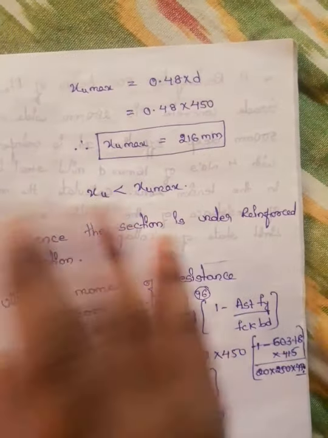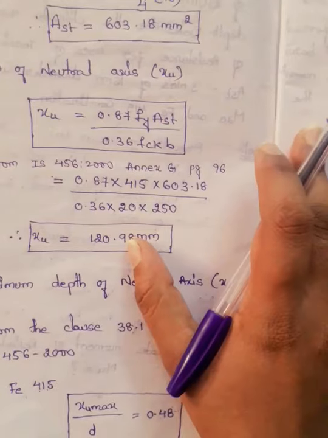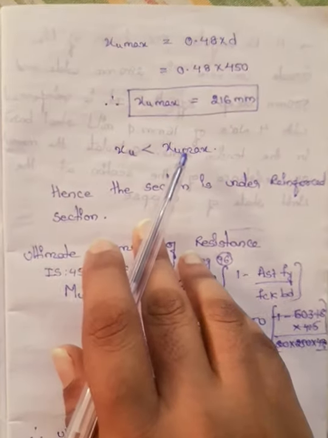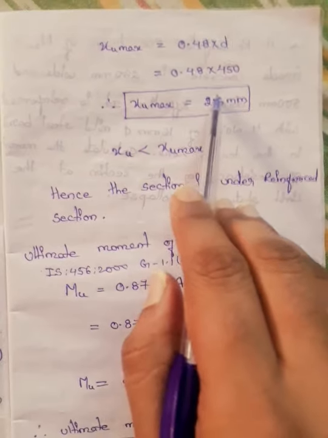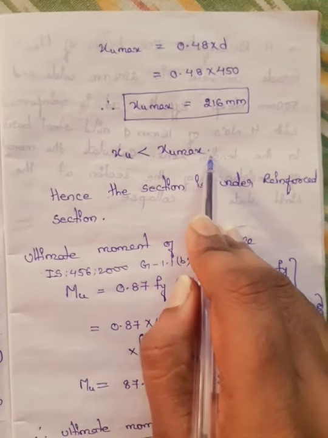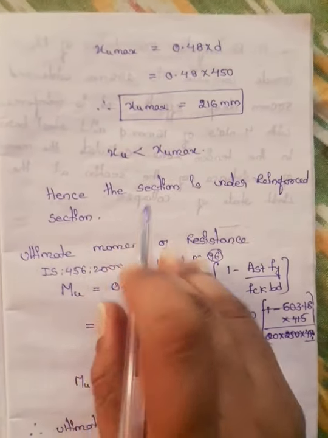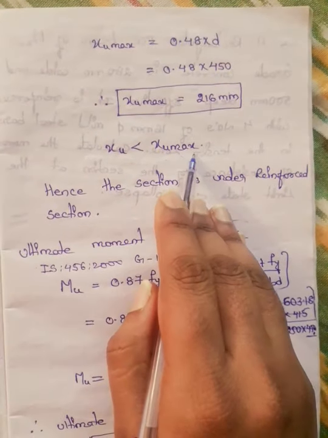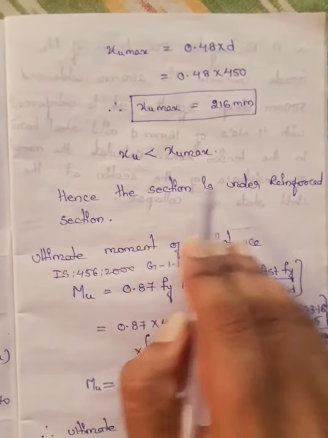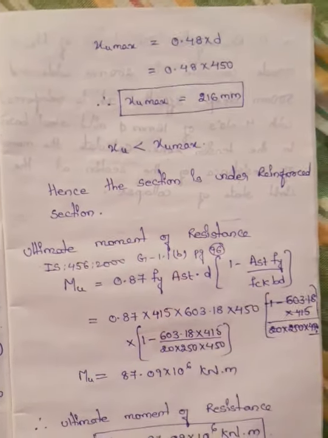Now tell me, what is the Xu value in the previous step? It is 120.98 mm. Here Xu max equals 216 mm. So which is the greater one, Xu or Xu max? Xu max is greater, which means Xu is less than Xu max. Hence what is the section now? Xu is less than Xu max, so it is an under reinforced section. Hence the section is an under reinforced section.